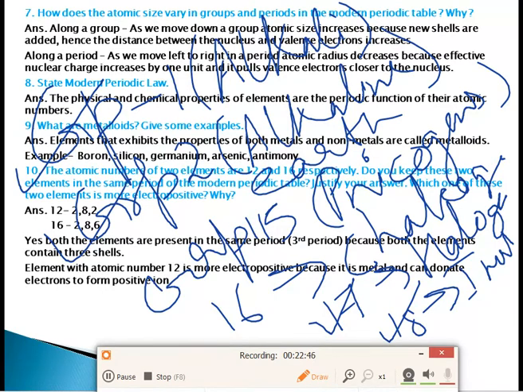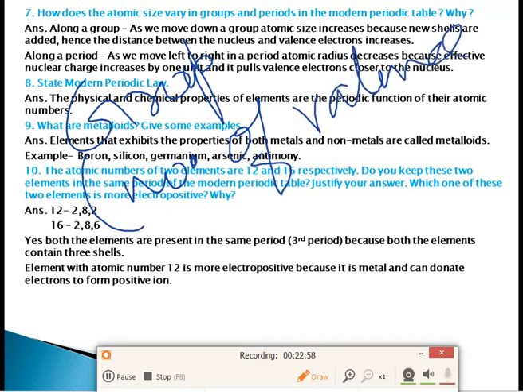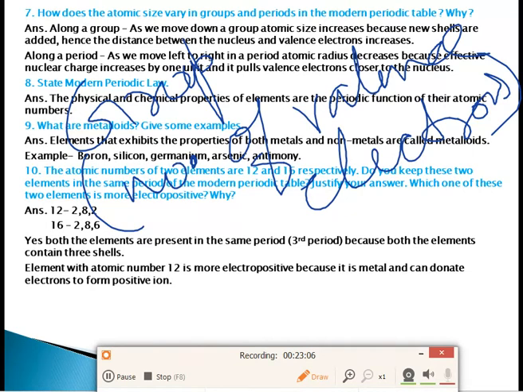Now, remember that in a group, the number of valence electrons will be the same. Suppose you are considering group number 1. All the elements will have the same number of valence electrons. In group number 2, all the elements will have the same number of valence electrons, right? But in a period, the number of shells remains the same. For example, all the elements in period number 1 have only 1 shell. All the elements in period number 2 have 2 shells. And all the elements in period number 3 have 3 shells.